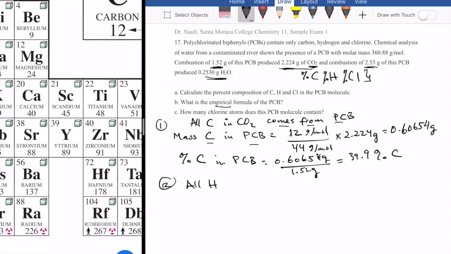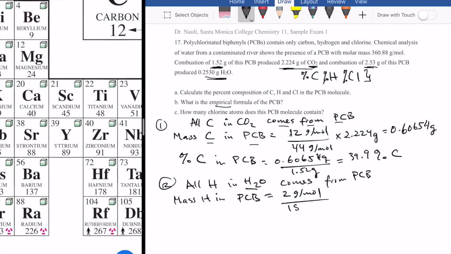Then you do the same calculation for hydrogen. All hydrogen in water also comes from the PCB. That's another assumption we make in these combustion analyses. So what's the mass of hydrogen in the PCB? It's going to be 2 over 18, where 18 is the molar mass of water, multiplied by the mass of the water that you have here, which is 0.2530 grams. You get 0.02811 grams.